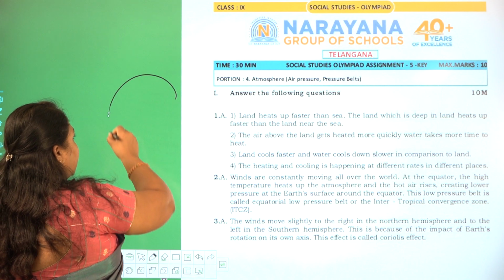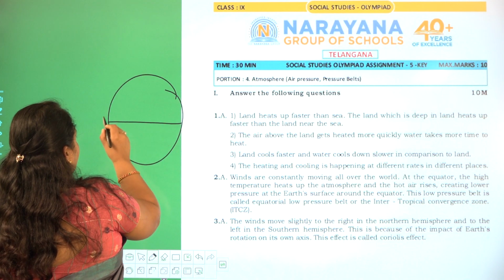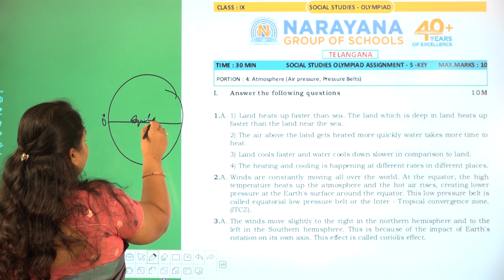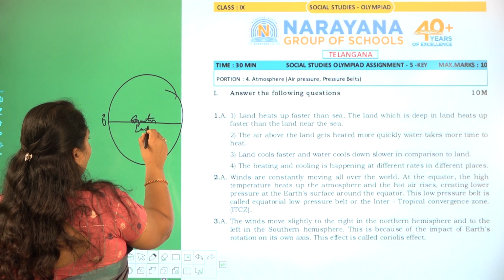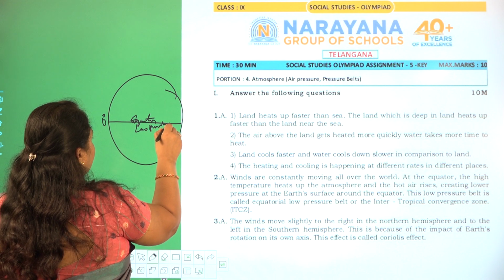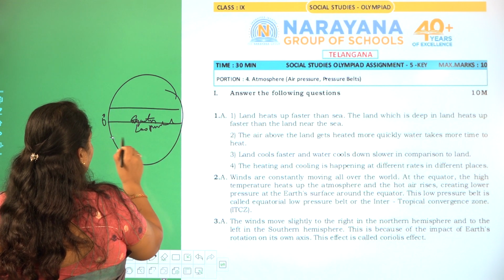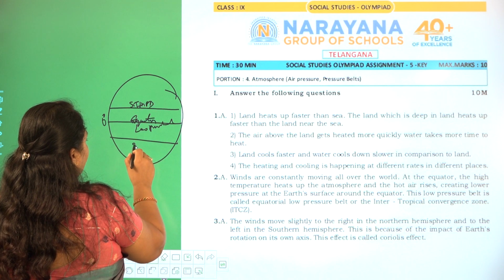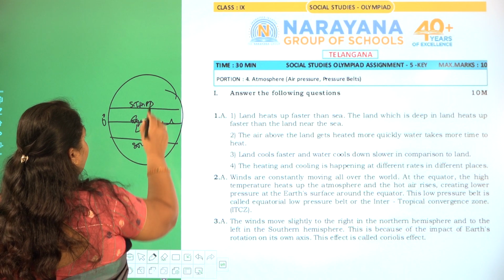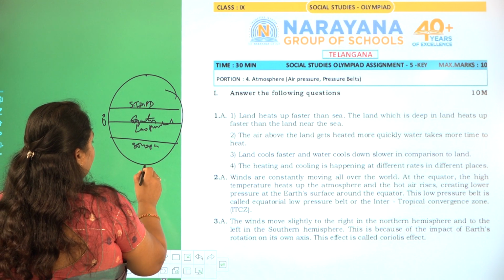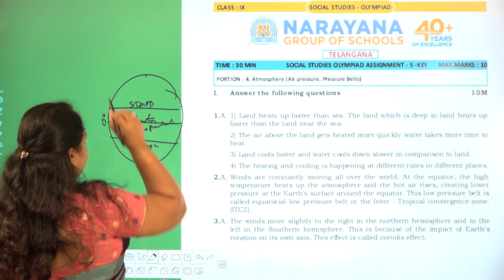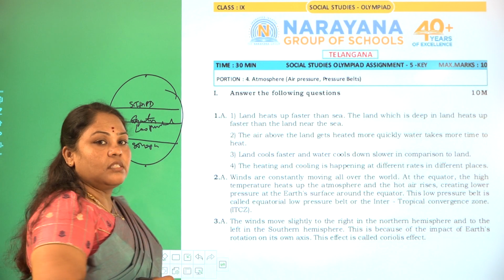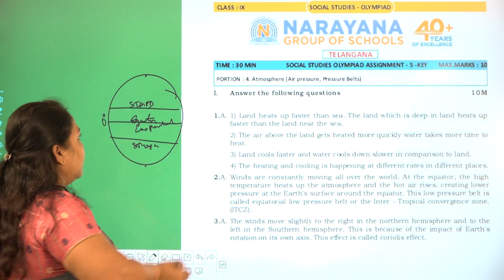ITCZ is 0 degrees latitude, the equator, and it is the equatorial low pressure belt, with the subtropical high pressure belt beyond it. These are the poles, the points we call the North Pole and the South Pole.